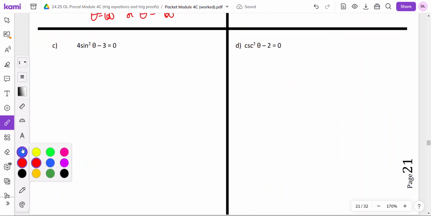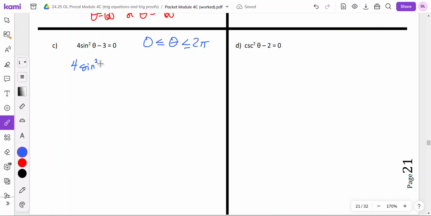So let's say for this problem, we're looking at solutions between 0 and 2 pi. So we're going to be in radians. If we're going to solve our equation, let's rewrite it so that we're isolating our trigonometric function. So that's 4 sine squared of theta is equal to 3, which means that sine squared theta is equal to 3/4. If I take the square root of both sides, that means that the sine of theta must be plus or minus the square root of 3/4.